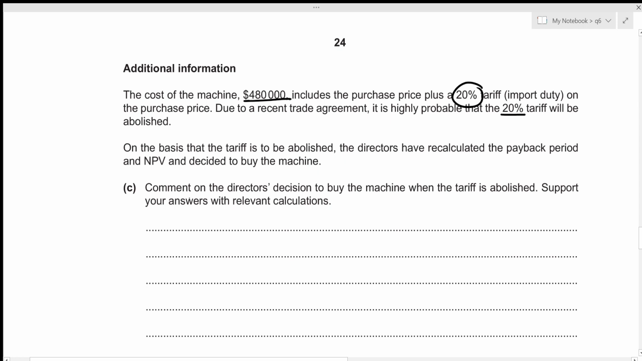Now, for the third part, we need to comment on the director's decision to buy the machine when the tariff is abolished, and we need to support our answer with relevant calculations.